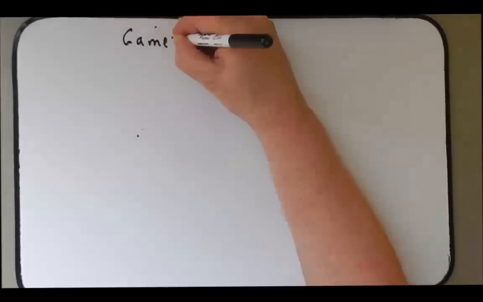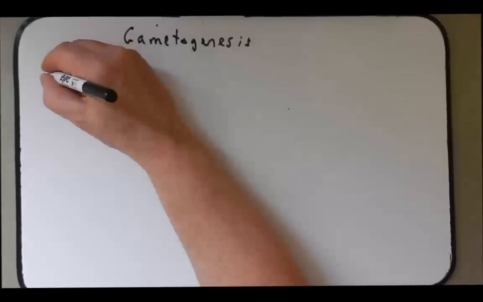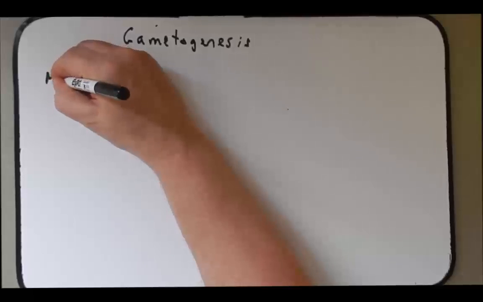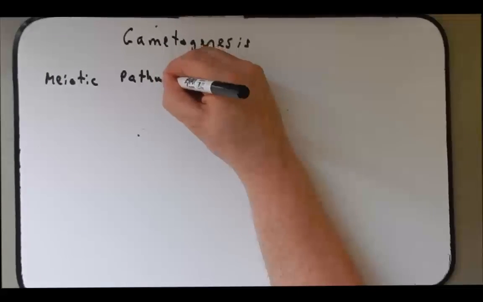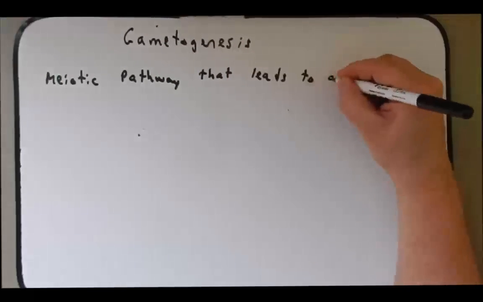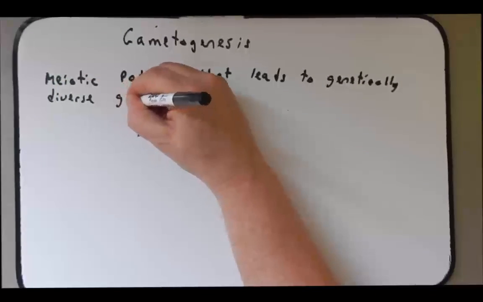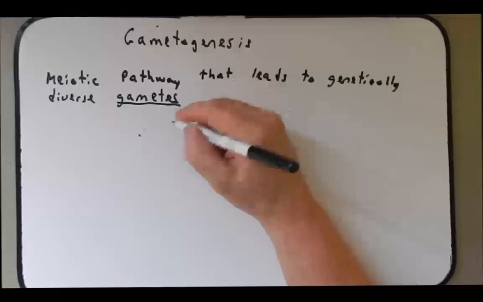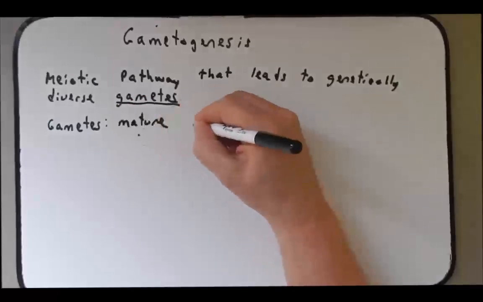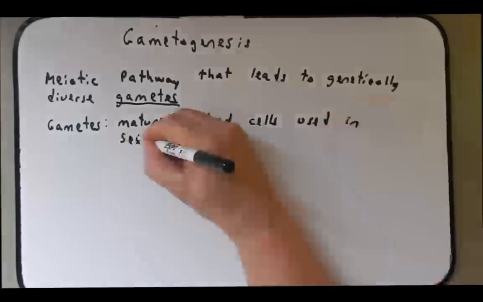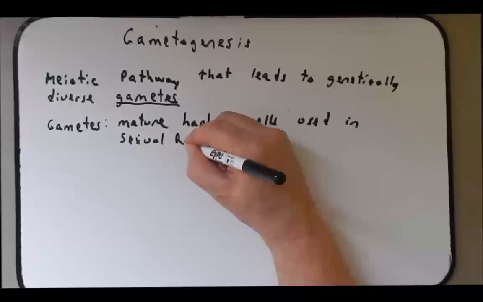And so we're going to start by talking about gametogenesis. And if we could come up with a quick definition here of gametogenesis, it's just the meiotic pathway that leads to genetically diverse gametes. So then what are gametes? We can think of gametes as being mature haploid cells used in sexual reproduction.